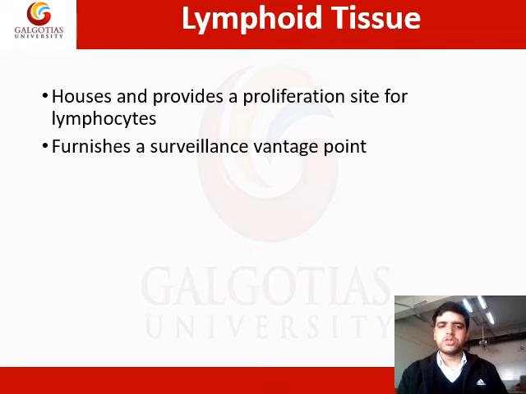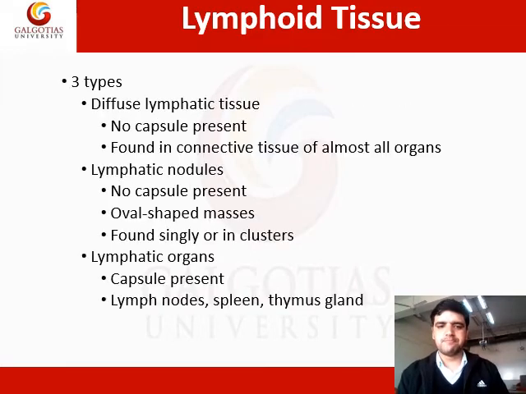Next is lymphoid tissues. Basically, they house and provide a proliferation site for the lymphocytes, and they furnish a surveillance vantage point where the surveillance of the antigens can be done. The lymphoid tissues can be of three types. They are diffuse lymphatic tissues, which do not have any kind of capsule. They are found in the connective tissues of almost all the organs.